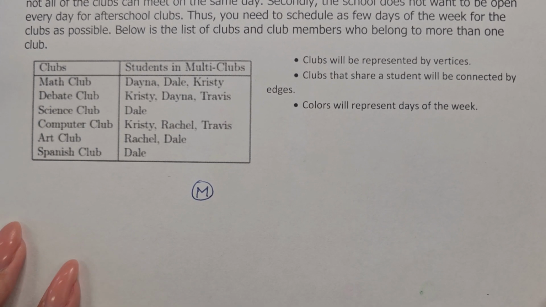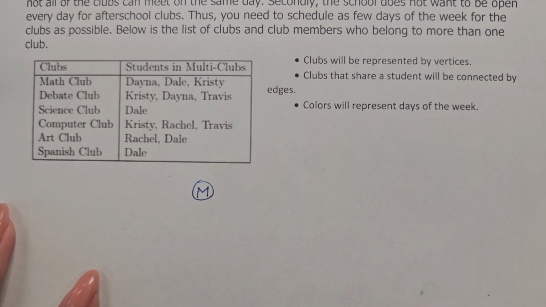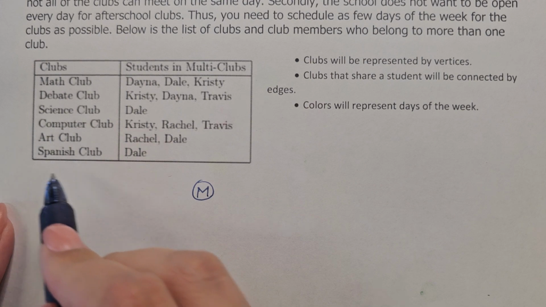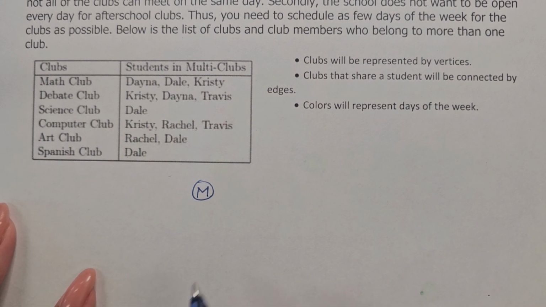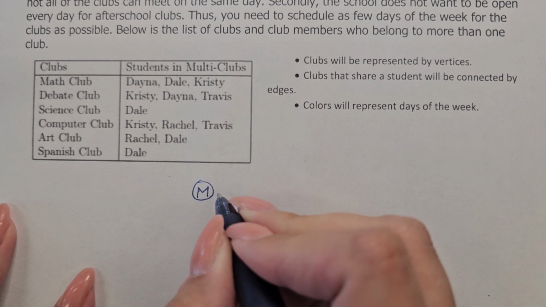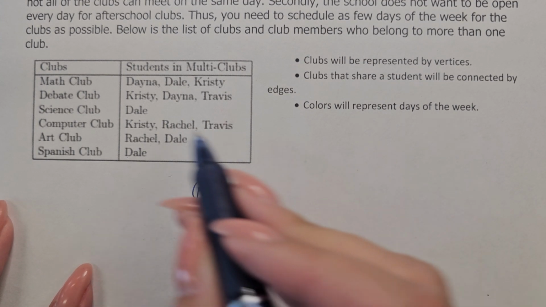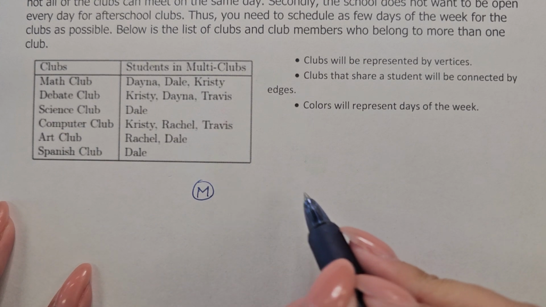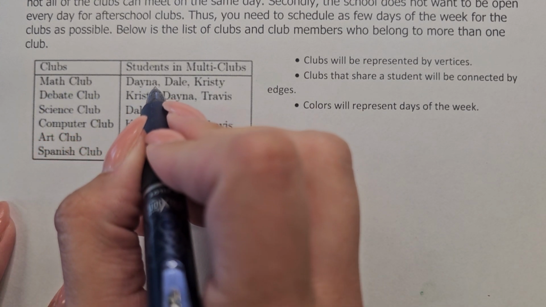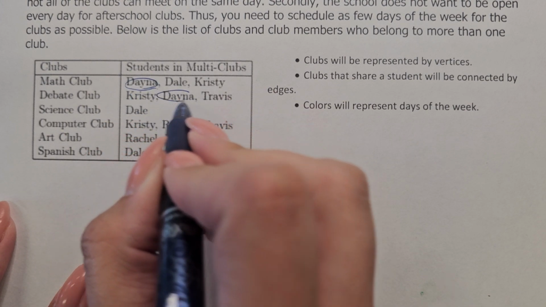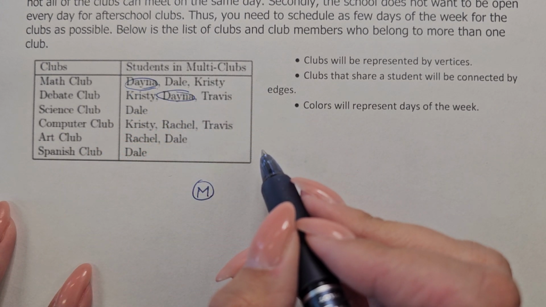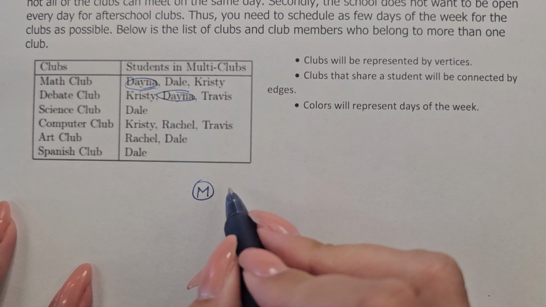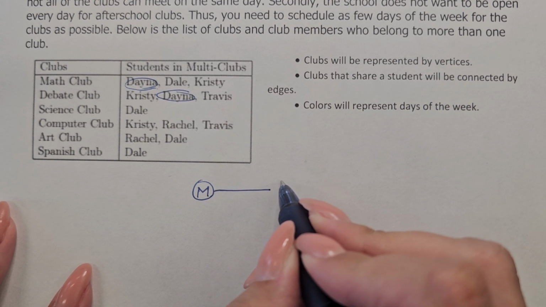And then what we want to look at is creating a circle for each club. You can start by putting them around in a circle, or you can just do one club at a time. But you want to look at which clubs are connected. So math club has Dana in math and in debate. So math has to be connected to the debate club.